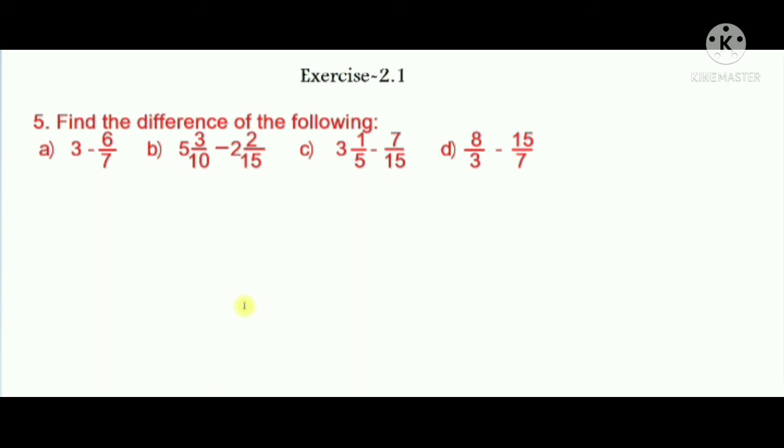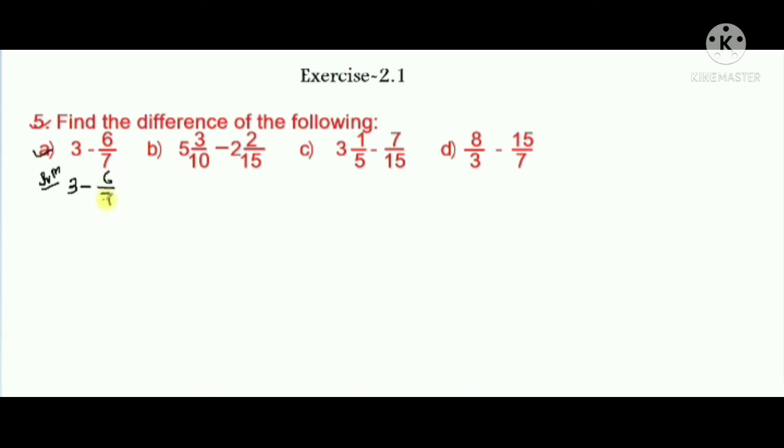next question number 5. So see, what do we have? Find the difference of the following. That means we need to find the difference. Okay, so difference means we do some subtraction. So here question number A, 3 minus 6 by 7. So this is very simple. So for this you write the solution, and you see there 3, so you write 3. Okay, and then minus 6 by 7. The question is written first, right?